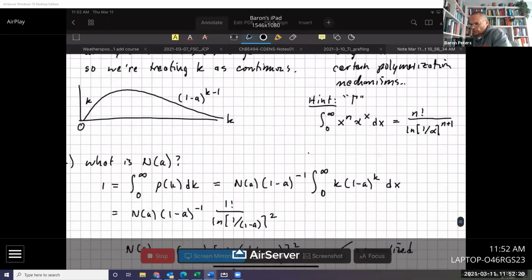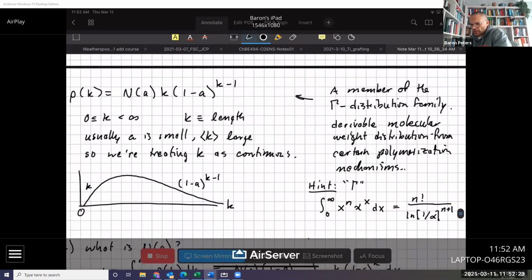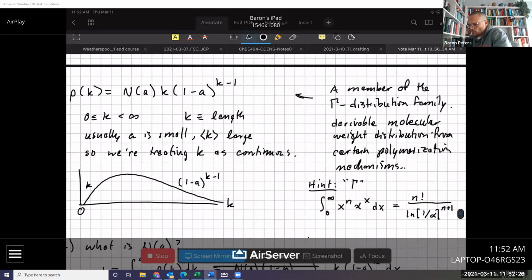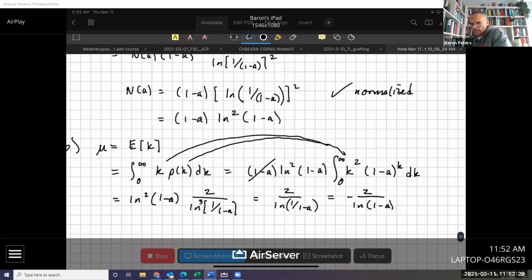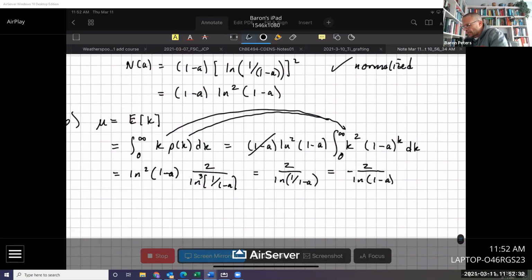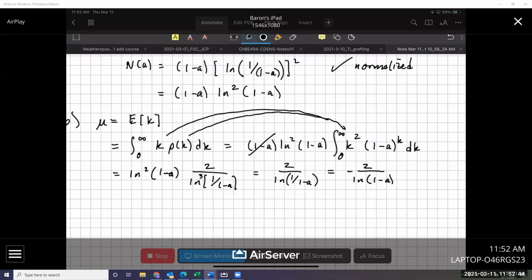This might look like we have a problem here, but remember that a is typically a small number, which means that 1 minus a is going to be a number less than 1. And the logarithm of a number less than 1, what sign does it have? Negative. It's negative. Okay, so that's good. It wouldn't make any sense for my polymers to have an average molecular weight that was less than 0. So we've got something less than 0 here, and we're multiplying it by something negative. And so this whole thing ends up being positive.